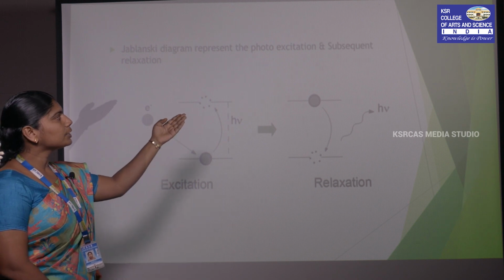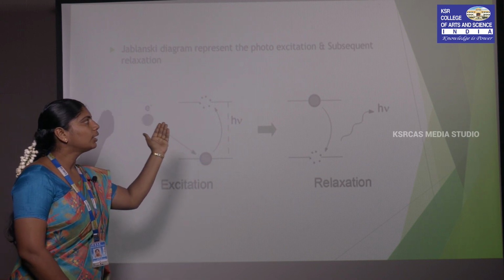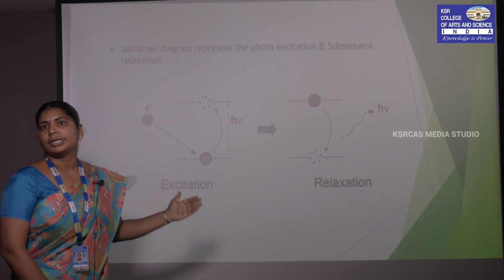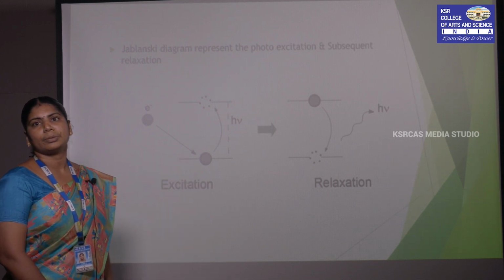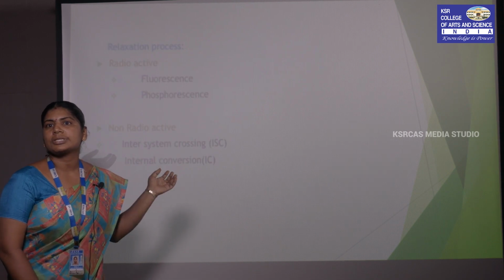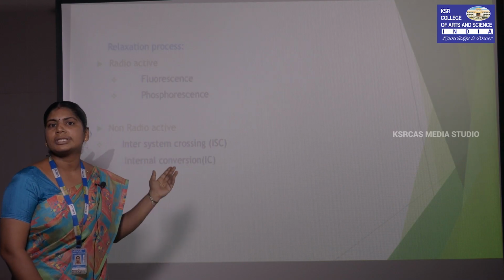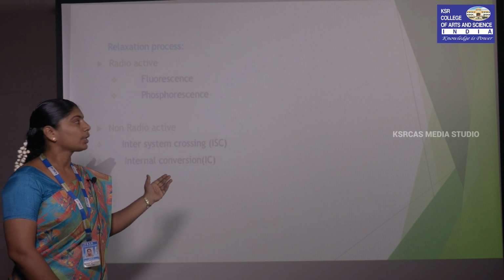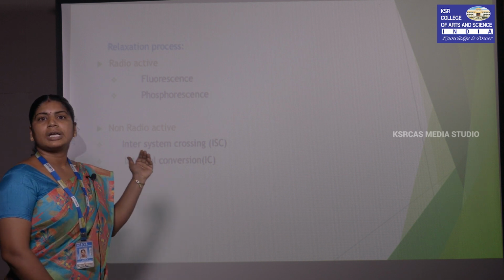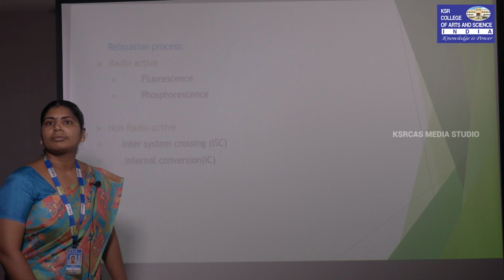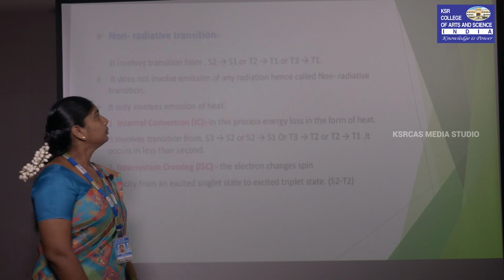Next, when the molecule is in a higher energy level and it comes to the ground state with or without emission of light radiation, this process is called the relaxation process. The relaxation process occurs in two ways: one is radiative process and another one is non-radiative process. The radiative process occurs in two ways: fluorescence and phosphorescence. The non-radiative process occurs in two ways: intersystem crossing and internal conversion.